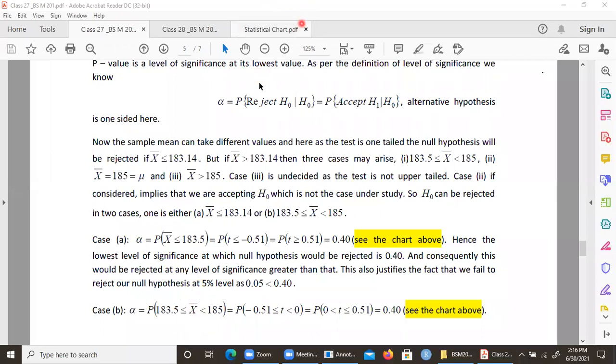Just a minute, I have activated the chat box. You put your attendance over there quickly.